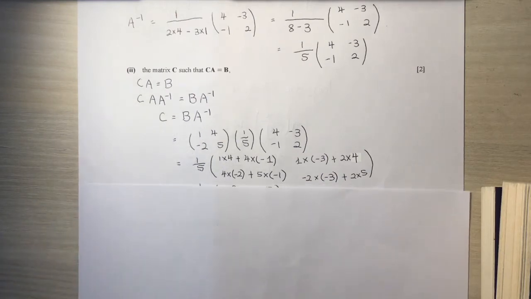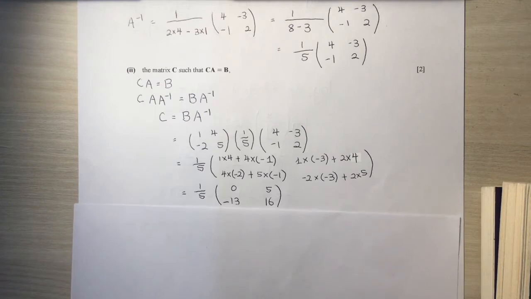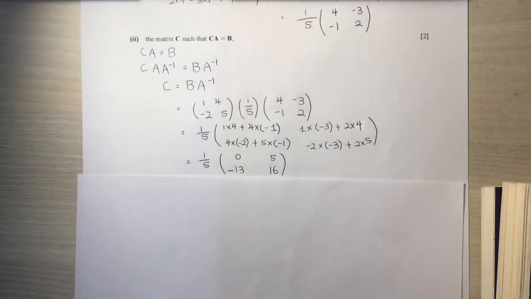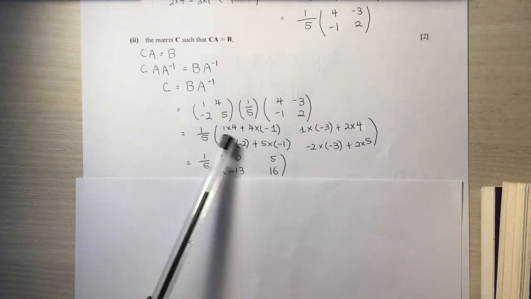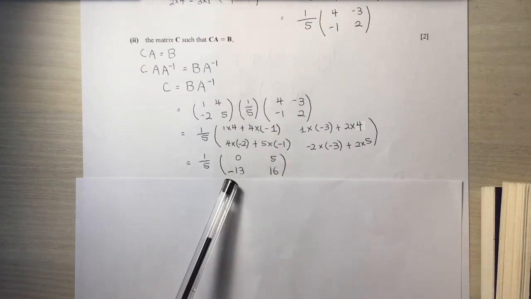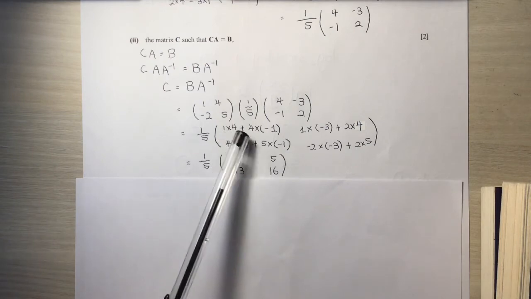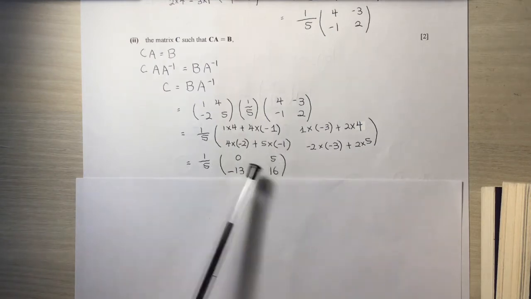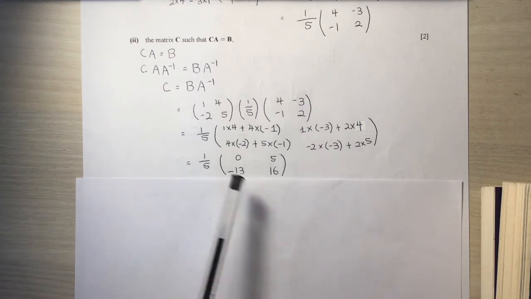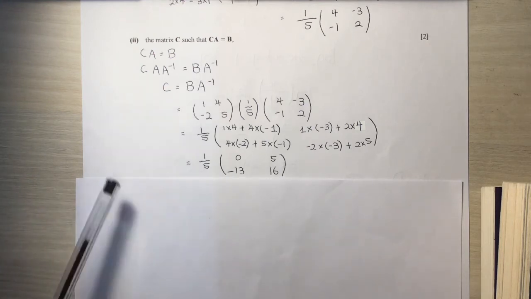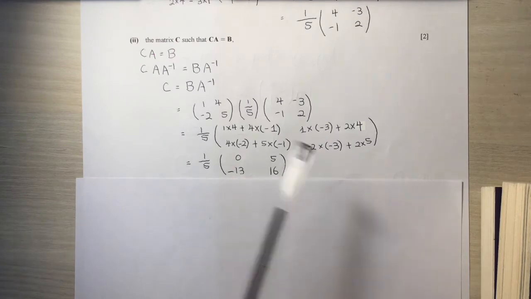So this is how you carry out your multiplication. You may refer to it after you have tried it yourself. And this is the answer you get after you press all these numbers into your calculator. So 1 multiplied by 4 plus 4 multiplied by -1, you will get 0. The 1 over 5 here, you don't have to put it inside the matrix. It's the same. The examiner would know.